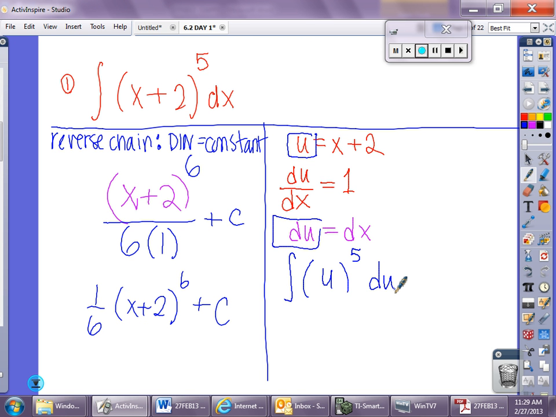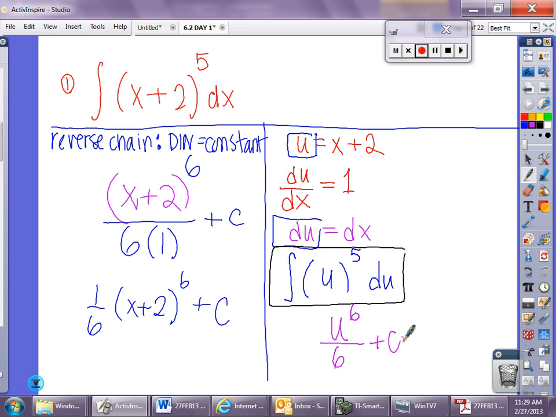Now, let's pretend all of this stuff never ever happened and all I gave you was this problem. Pretty easy problem? U to the 5th. Can you take the integral of u to the 5th? Yeah, pretty quick. U to the 6 divided by 6.